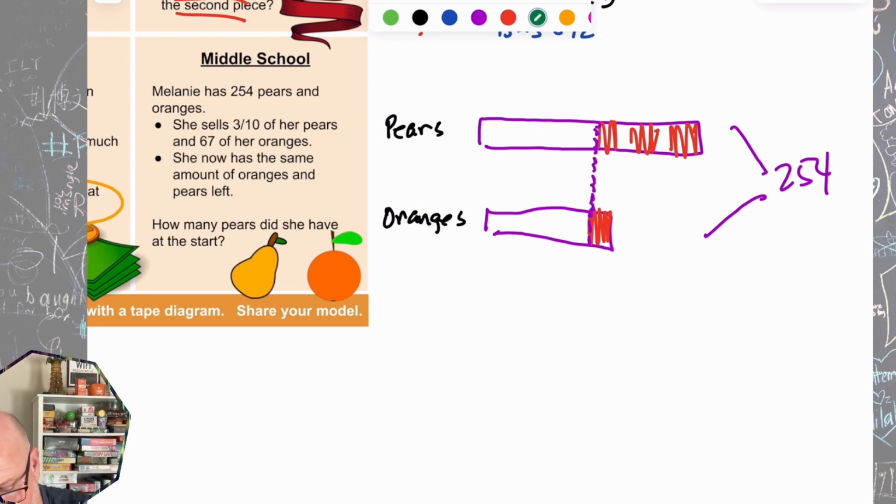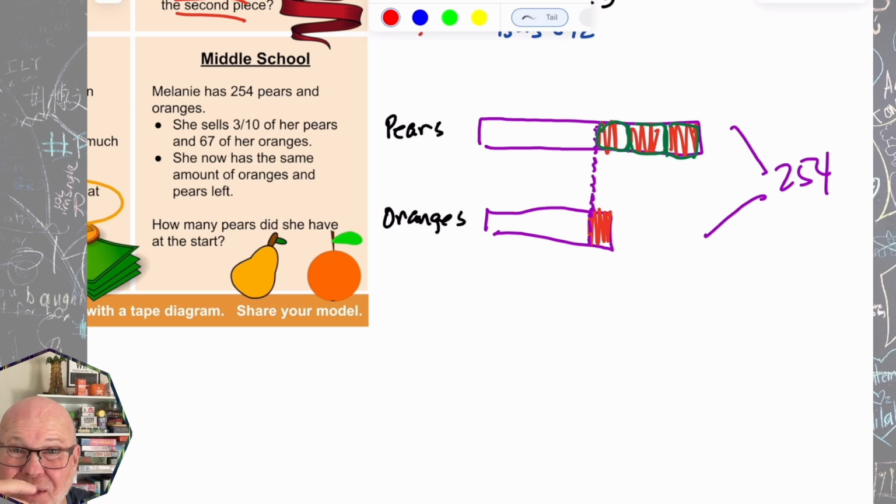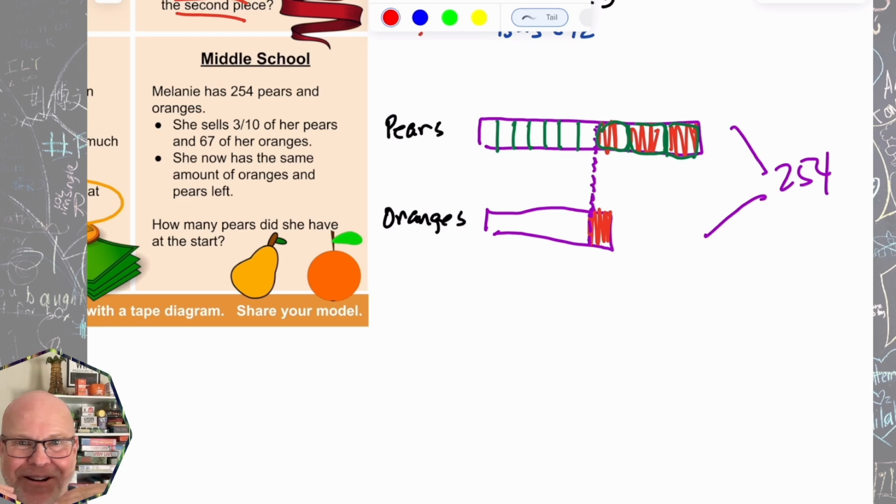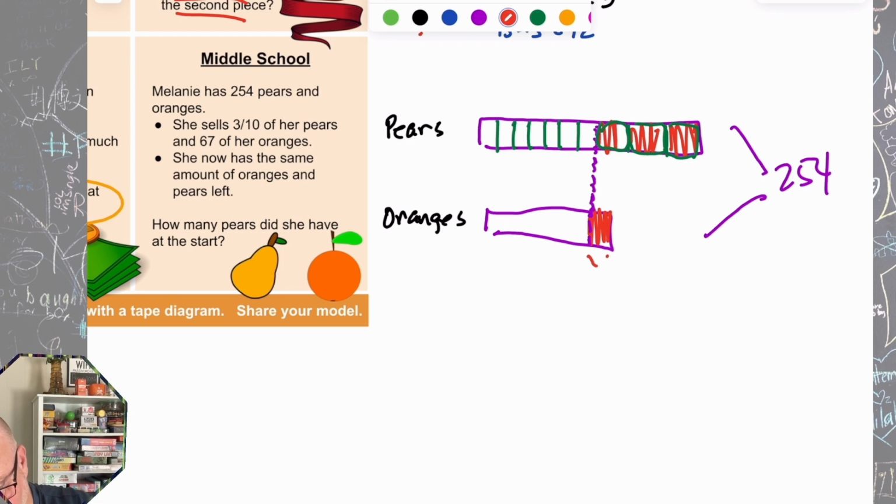So here's my thinking. Okay, so there's a tenth, there's a tenth, there's a tenth, right up here. 1/10, 2/10, 3/10. So what do we have in this piece? It's not going to be perfect, but that's 7/10 right there. So I'm just going to draw in 1, 2, 3, 4, 5, 6, 7 tenths plus these tenths, which are not accurate. They're not proportional, but that's okay. And then I also know that this piece right here is 67. And now she has equal amounts of pears and oranges.